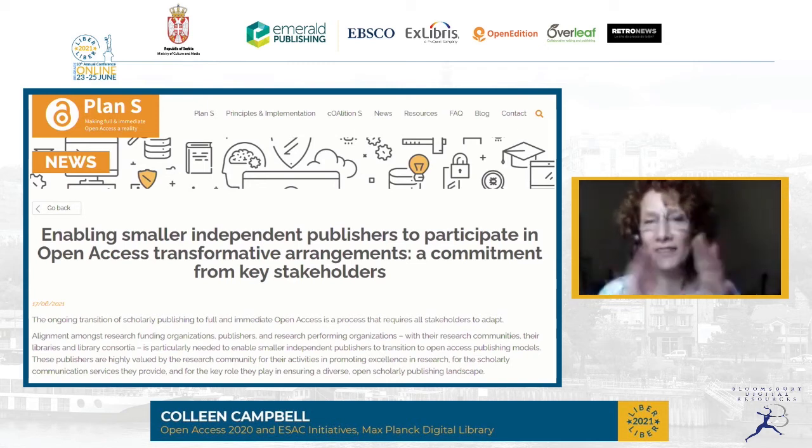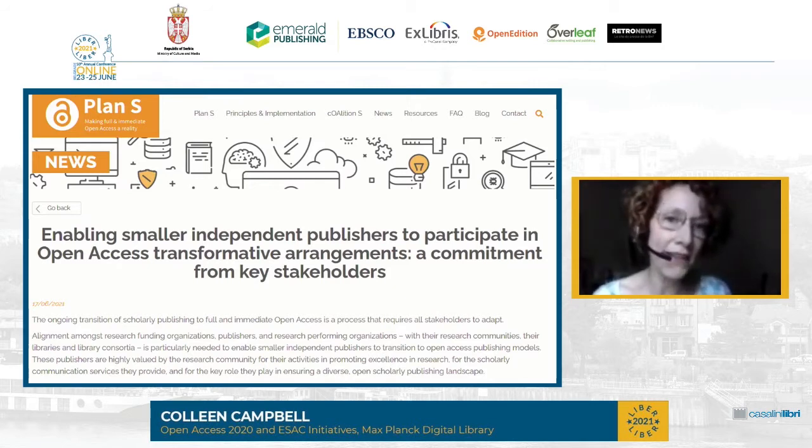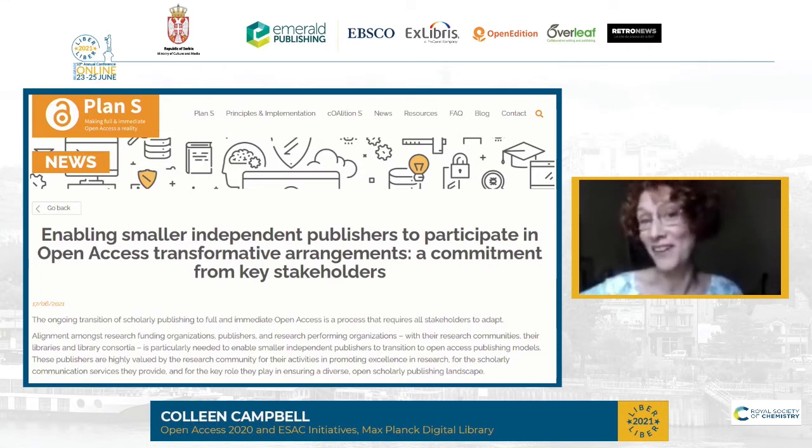The first theme here is presented in the first sentence of the statement on enabling smaller independent publishers to participate in open access transformative arrangements. The first sentence reads, "The ongoing transition of scholarly publishing to full and immediate open access is a process that requires all stakeholders to adapt." And so this concept of adapting, right? When I was listening to Alicia just now presenting the challenges that were uncovered in her work with the scholarly publishers, I had to smile because those challenges are actually the same challenges that libraries and consortia are having, right?